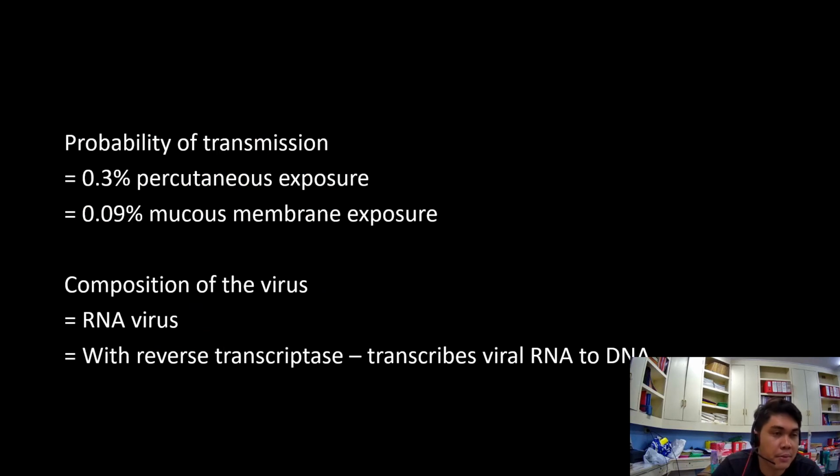Next is the probability of transmission. If there is percutaneous exposure, it's 0.3%. For example, a needle stick injury has a 0.3% chance of transmission. The next is 0.09%. That's mucous membrane exposure.